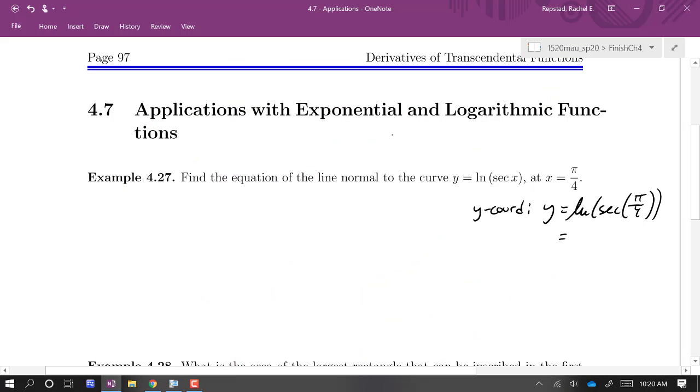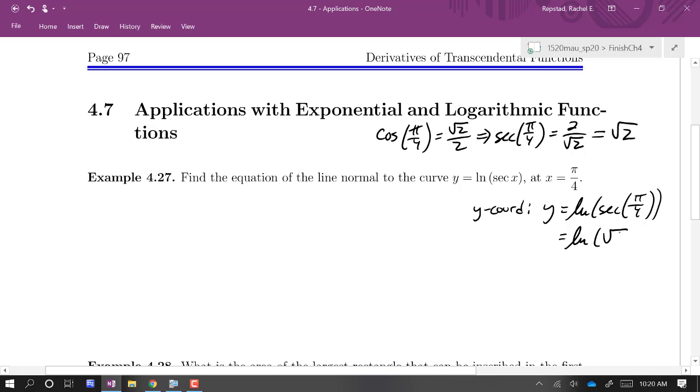So I'm going to do this in the margins. Cosine pi over 4 is root 2 over 2. So secant pi over 4 is 2 divided by root 2, and if you rationalize that denominator, you'll find that this is just equal to root 2. So this is ln of root 2. There's our y coordinate. You could approximate that in the calculator, that'd be fine to do. I'm going to just leave it in that exact form. So we have our point, pi over 4, ln of root 2.